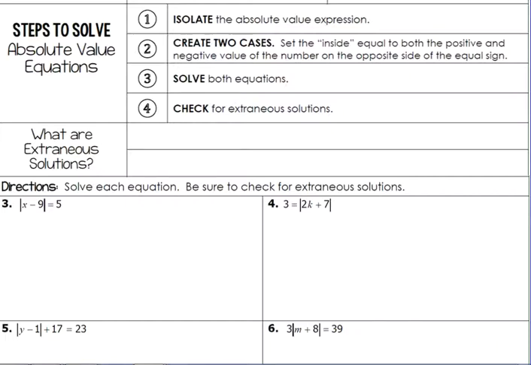After we do that, we create two cases. There are two scenarios. We're going to set the inside, and by inside we mean what's inside those absolute value bars, equal to both the positive and the negative value of the number on the other side of the equal sign. Solve both equations, and then last but not least, we are going to check our solutions. We always want to check those solutions.